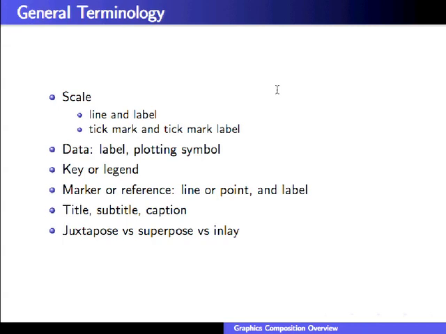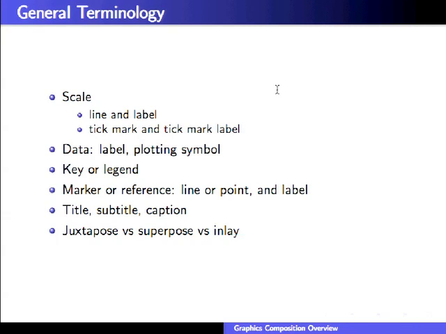We had a key, which is also called a legend, which told you what color corresponded to which party. In particular, I didn't have any marker or reference line, but that's a line or a point or label that helps you locate important events that might affect your interpretation of the data. Then there are titles, subtitles, and captions. And there's also the issue of juxtapose versus superpose and inlay.